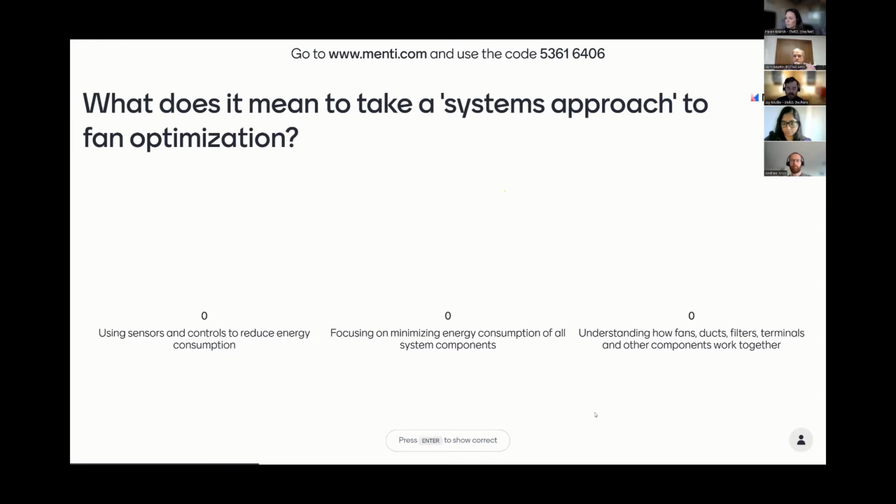And you should have a question there of what does it mean to take a systems approach to fan optimization? Does it mean using sensors and controls to reduce energy consumption? Does it mean focusing on minimizing energy consumption of all system components, or understanding how fans, ducts, filters, terminals, and other components work together? And we see some answers coming in there, and it looks like maybe we made these questions a little bit too easy. Because that last one is the correct answer, and it really is about looking at, from the inlet to the exhaust of your whole system, understanding how all the components do work together.